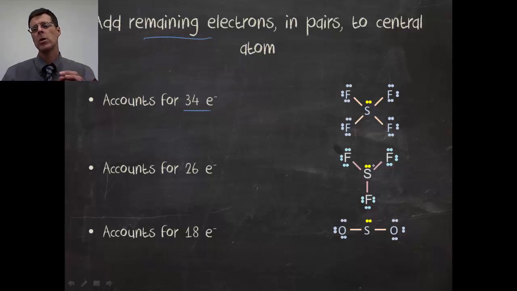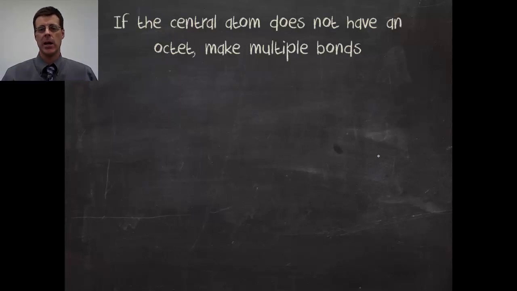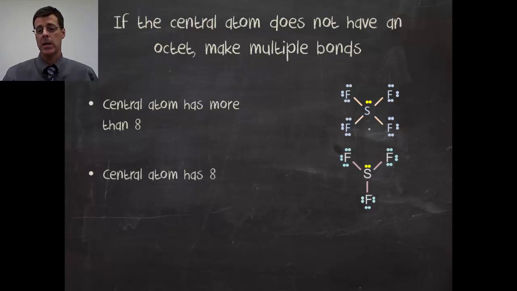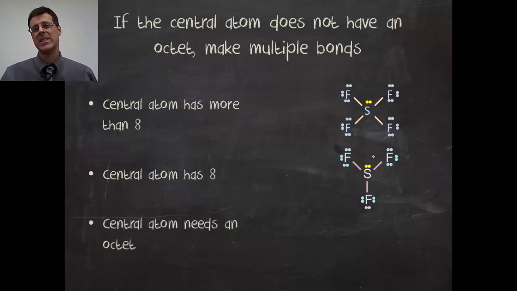Okay, we had one last rule, and that was: if the central atom does not have at least an octet, then make multiple bonds. So having a look at this one, the central atom has more than 8, I don't need to use this rule. Looking at the next one, the central atom has 8, so it has its octet, I don't need to do anything else to it. The last one, the central atom did not have an octet. The central atom only had 6 electrons around. So how do I take care of that?